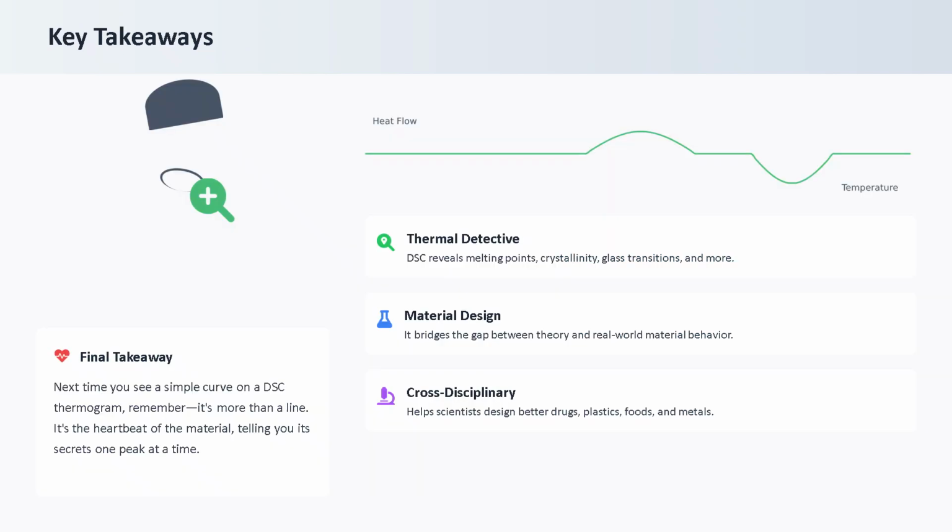Next time you see a DSC curve, remember it is more than just a line. It is the heartbeat of the material, revealing its hidden thermal behaviour. DSC helps determine melting points, glass transitions, and crystallinity. It bridges the gap between theory and real-world material performance. And it supports scientists across multiple disciplines to design better drugs, plastics, foods, and metals.